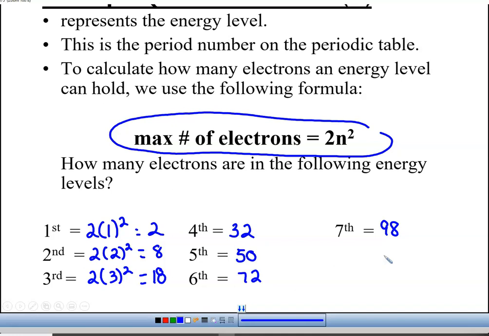So for now, I just need you to be able to go 2n squared and to be able to figure out, if I say, what's the maximum number of electrons the 7th energy level could hold, you would be able to do that. And there are a couple of those on your test. All right, on we go.